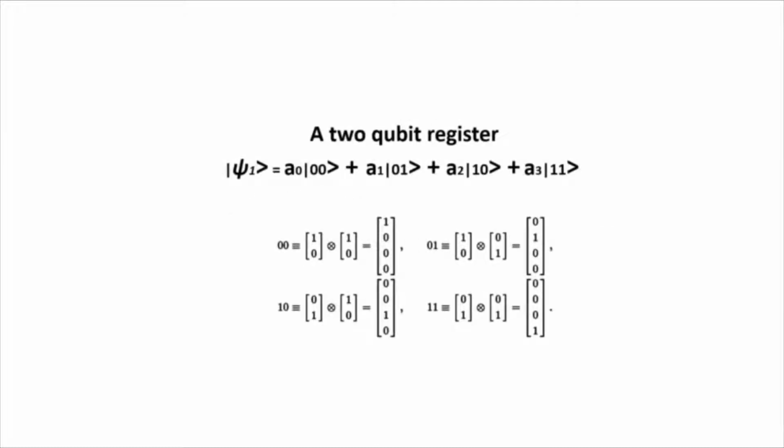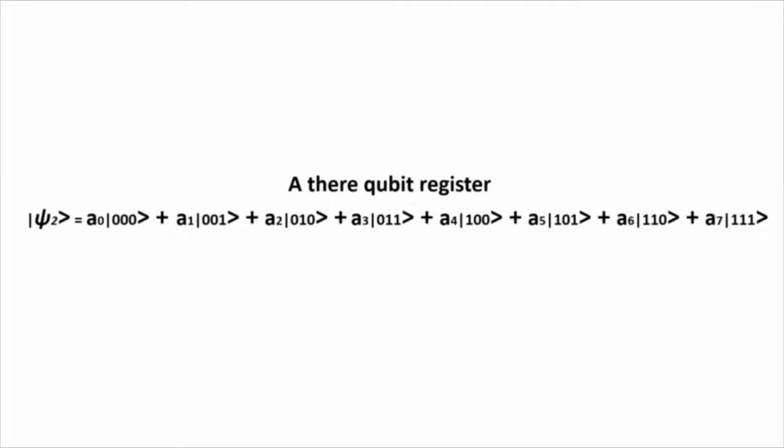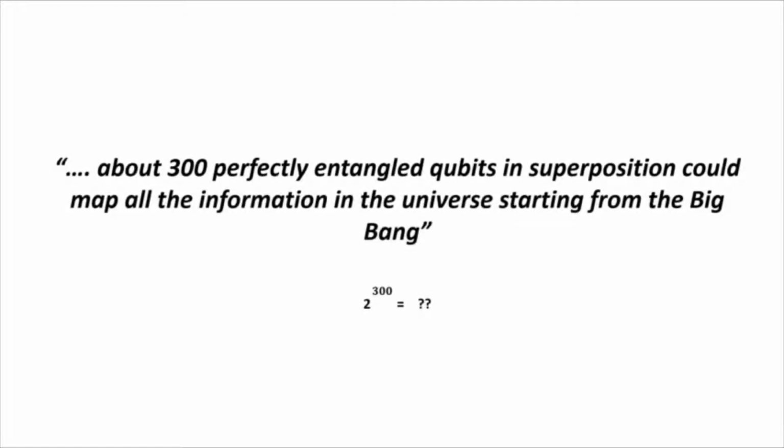Therefore, a 2-qubit register would be in a superposition of 4 possible bit strings formed by tensor products of the single qubit states, and a 3-qubit register. It is believed that 300 perfectly entangled qubits in superposition could map all the information in the universe starting from the Big Bang.